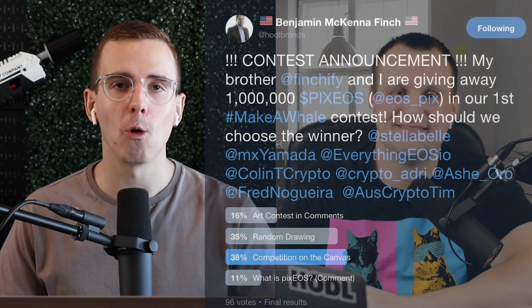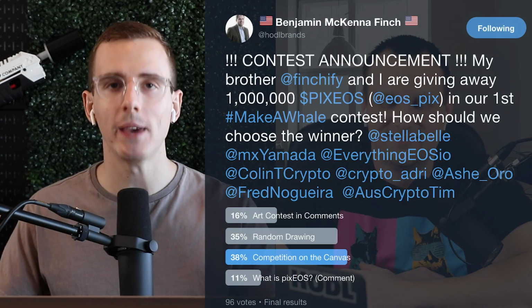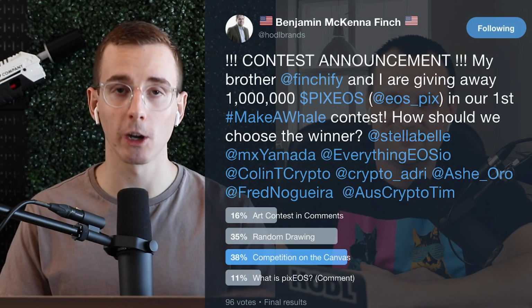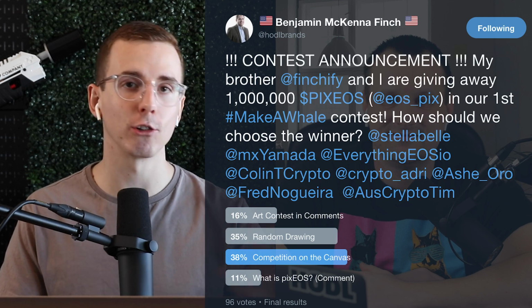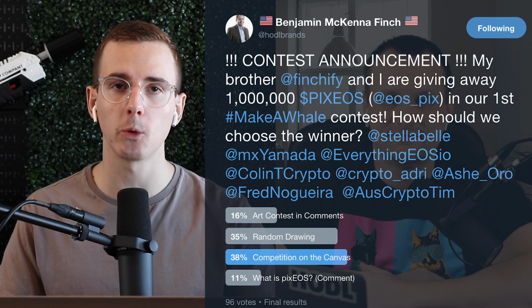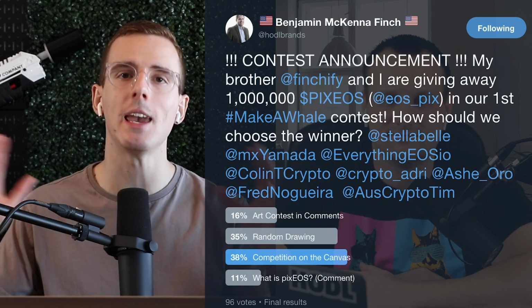We put out a poll recently saying, hey, we want to give away 1 million pixEOS in a Make a Whale contest. We're going to do a lot of these Make a Whale contests for other tokens, maybe for EOS even sometimes, where we give away a huge amount of these things and kind of make a whale.